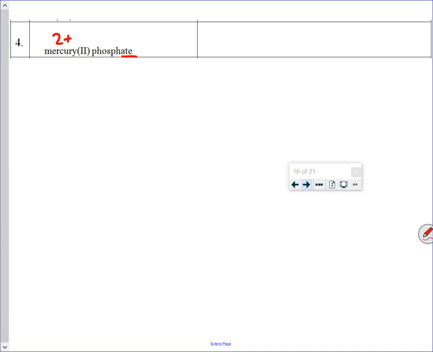So the total charge of a phosphate is 3-. Again, we want our compound to be neutral, so we want to get to 0. What we have to do is make the correct ratio of these charges. For mercury being 2+, if I take 3 of those, I'll get to 6+. And if I take 2 phosphates, I'll get to 6-. Those cancel out, and we've got a good neutral compound.